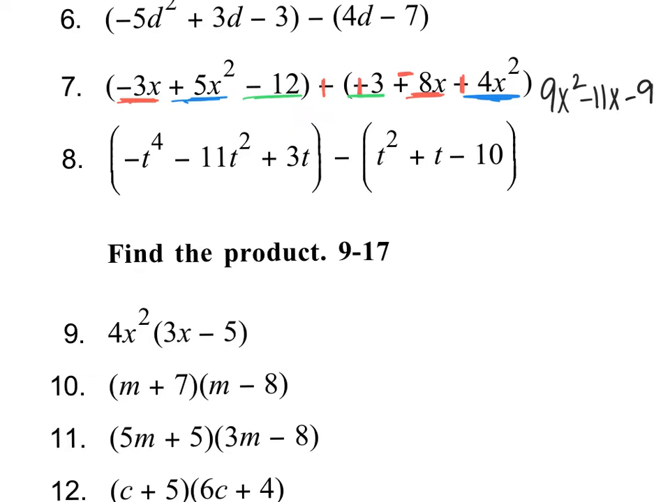And number 8, again, it's minus, we're going to change it to plus the negative, negative, positive. We'll change all the signs inside the second parentheses. That's something I saw on the quiz that we were making mistakes with.